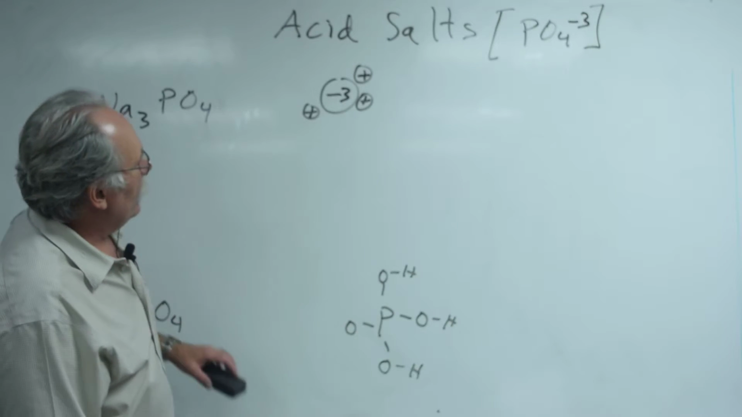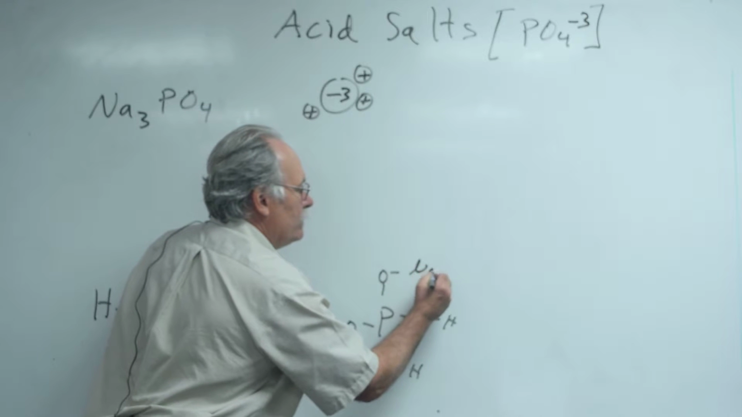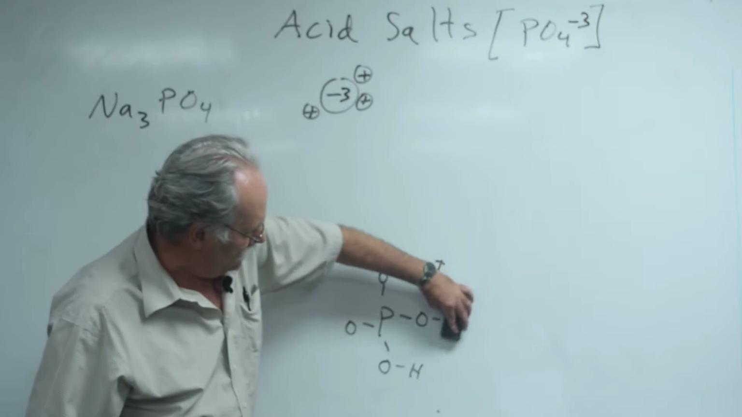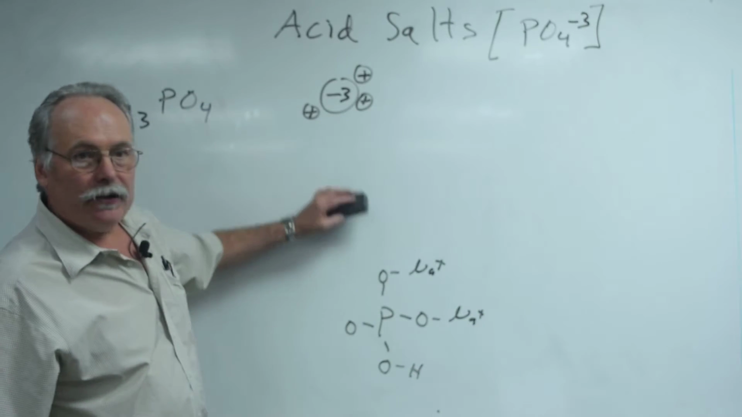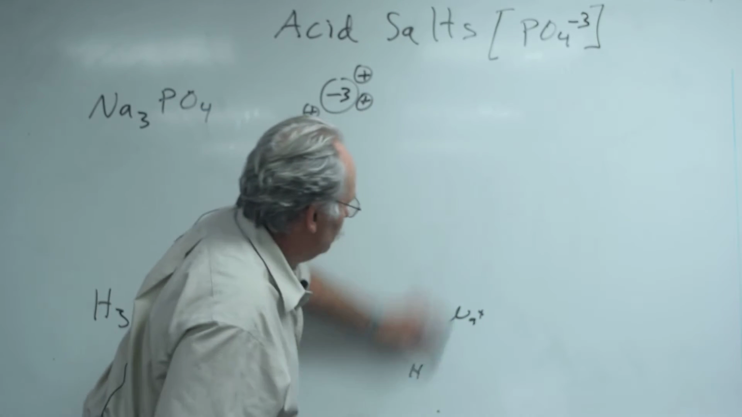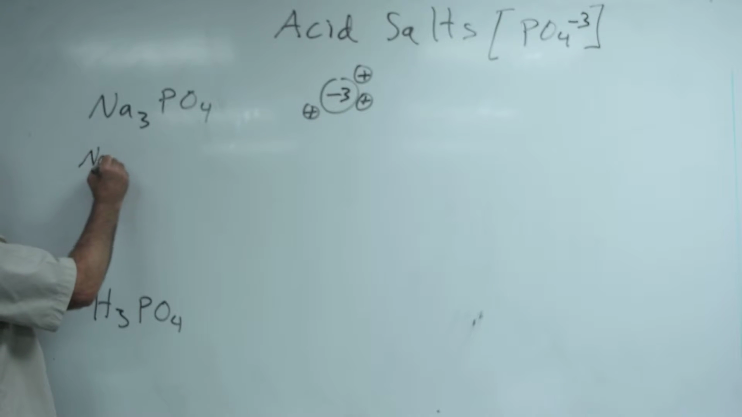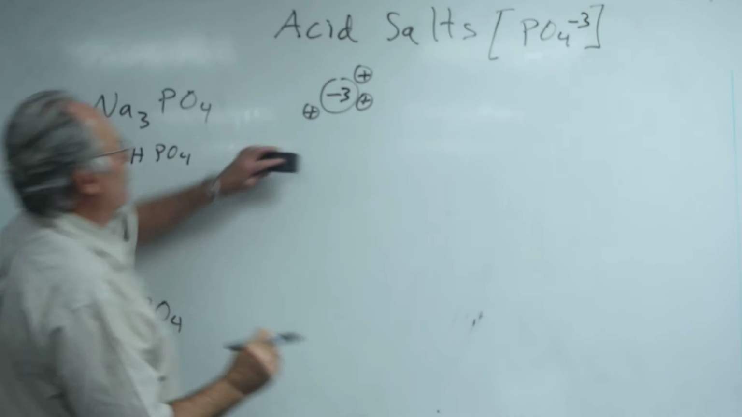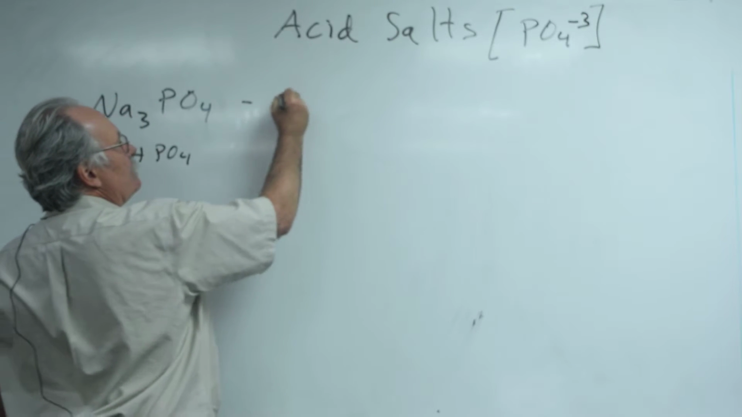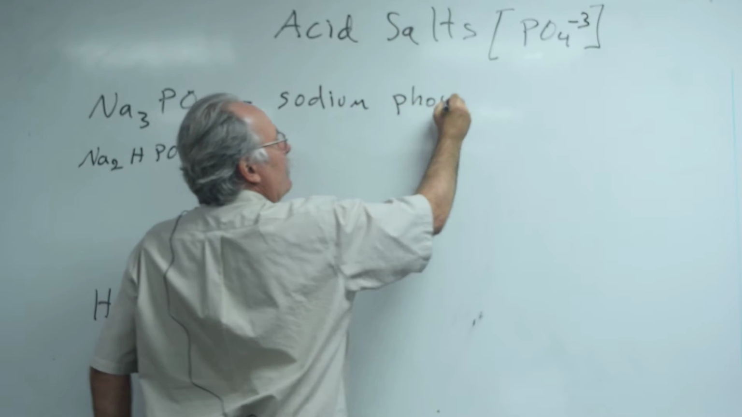But what if, instead of having one of these as a hydrogen, I had one of these as an Na+? Or instead of having 2 of these as hydrogen, 2 of these are Na+. These are your acid salts. So let's look at these. If I have sodium HPO4, and let me write the names out. So this is sodium phosphate.